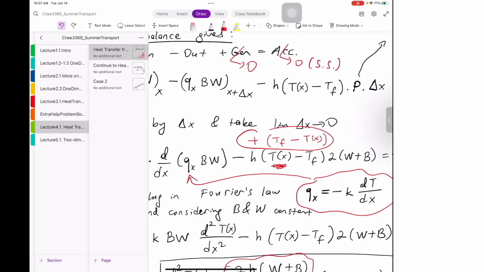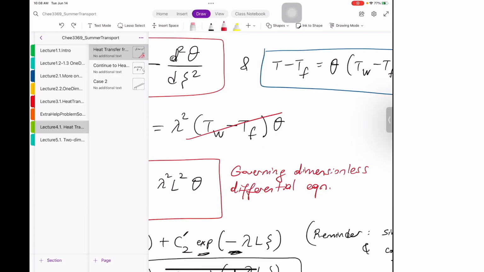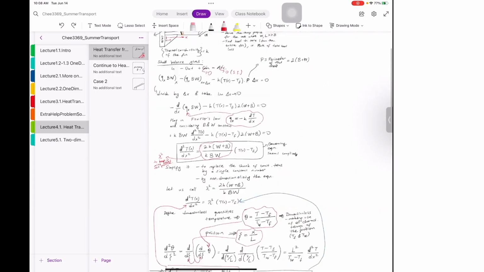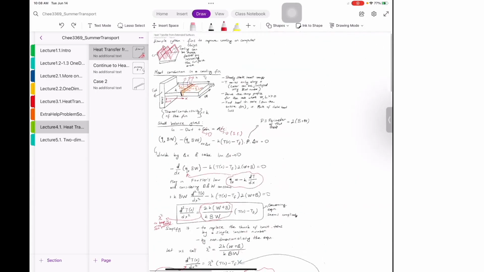Yes. So it doesn't change your formula. You get the same governing equation, but you might come up with different Tx values depending on what your Tf and Tw are. Okay, cool. Okay, good. Any other questions?